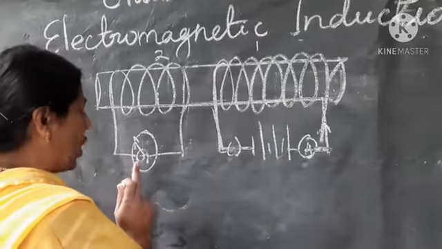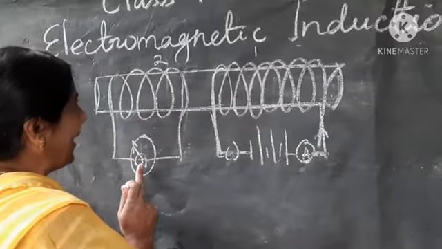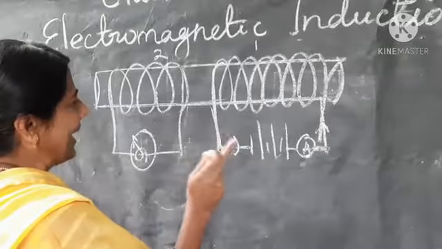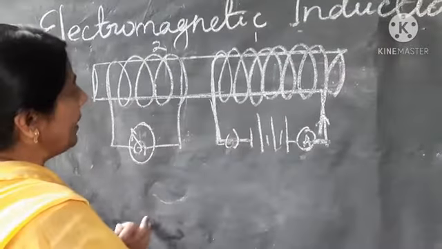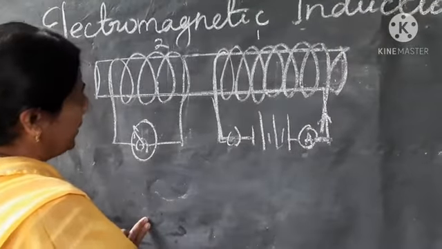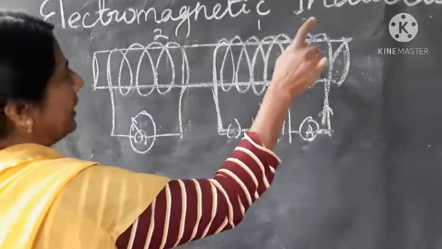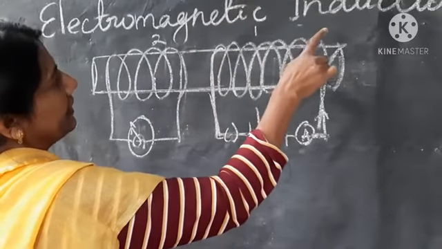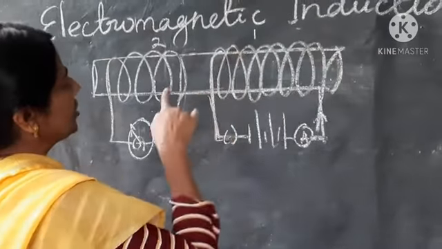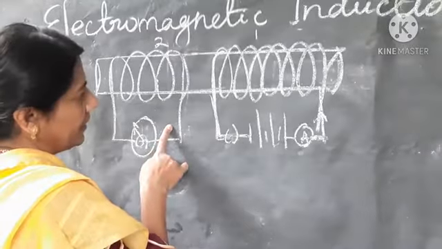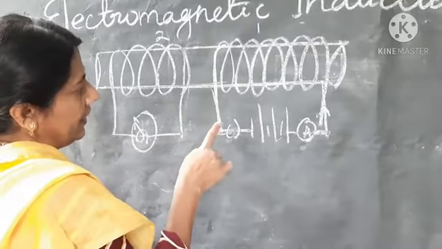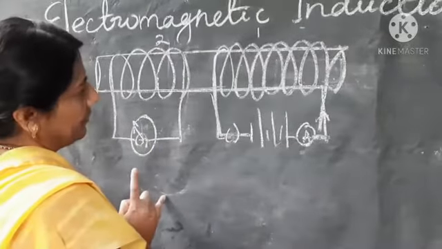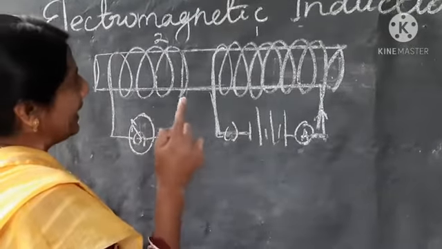Okay, it is also an activity for proving current can be induced in a coil by the movement of the magnetic field. So what is electromagnetic induction? It is a process in which current can be induced in a coil when there is motion of the magnetic field. It is called electromagnetic induction.